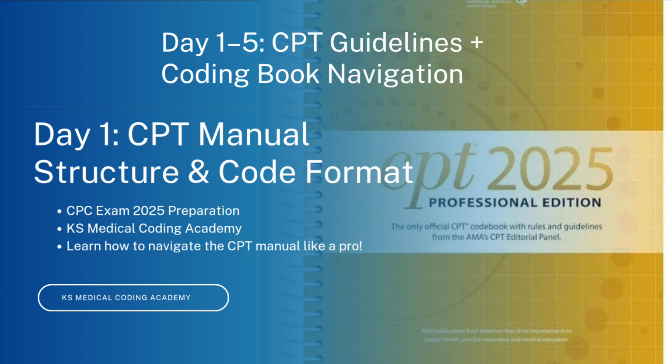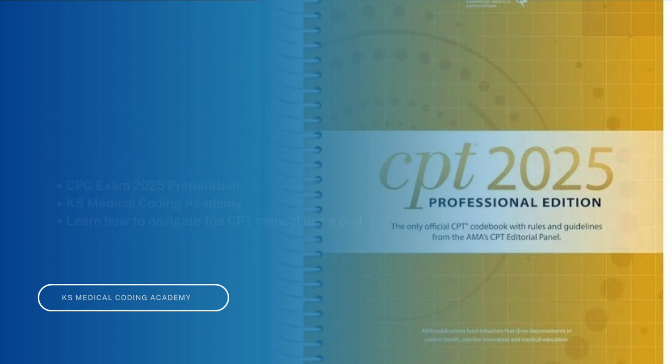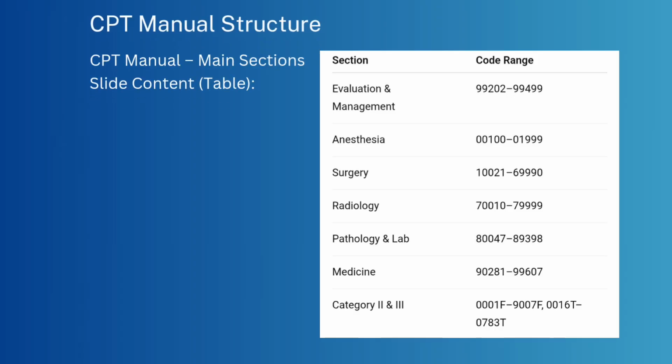In this session, we'll dive into the structure and format of the CPT Manual, an essential tool every coder must master. Let's get started. The CPT Manual is divided into 6 main sections, ranging from evaluation and management to medicine. Codes are grouped by medical specialty and services. Categories 2 and 3 cover tracking and emerging technology codes.